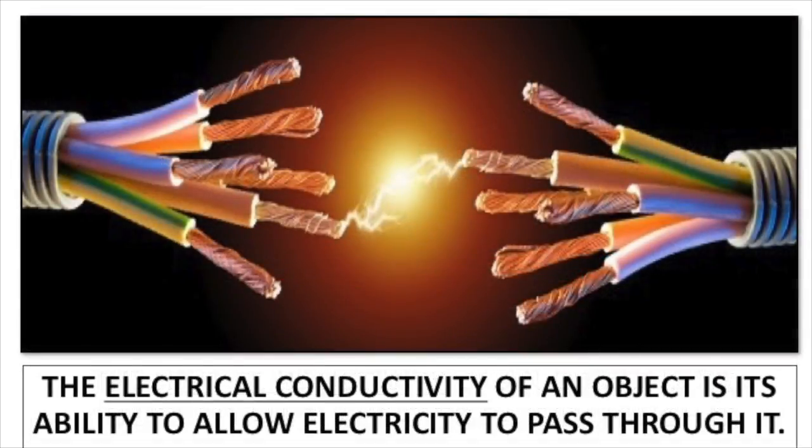The electrical conductivity of an object is its ability to allow electricity to pass through it. Yes, remember we learnt about the electrical wires and the metal known as copper that allows the electricity to pass through it. That's what we call conductivity.